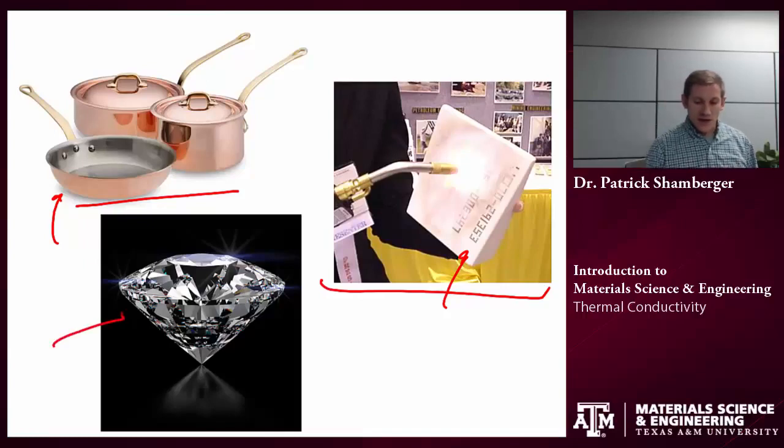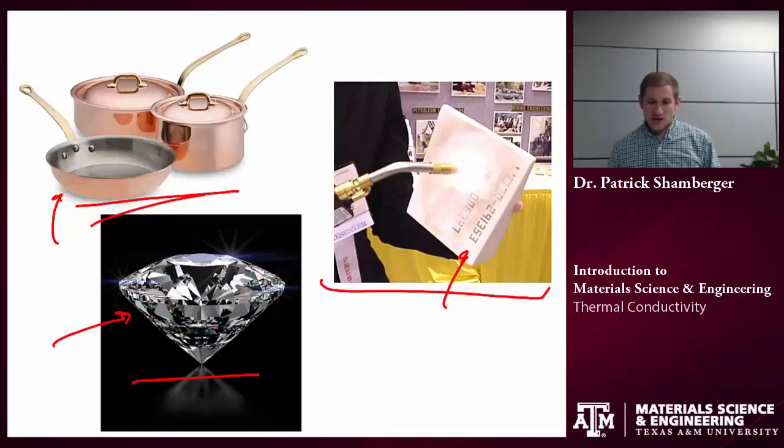So if we think about something like a diamond, diamonds are very wide bandgap semiconductors, so they don't conduct electricity very well. On the other hand, they're one of the best thermal conductors we know. So what's going on there, right? Why are diamonds good thermal conductors as well as metals? And that's what we're going to talk about today.